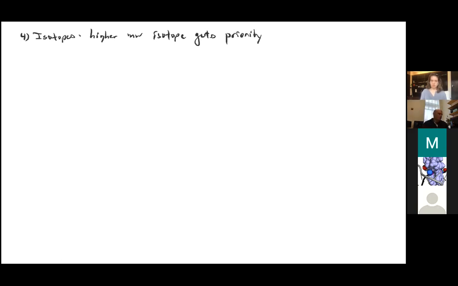Okay, so in the case where you have 2 isotopes of the same element attached to a carbon, the higher molecular weight one gets priority. So, for example, if I had this molecule here where I have deuterium, which is an isotope of hydrogen, we prioritize using rule number 1. So fluorine is 1, alcohol is 2, and then between the D and the H, the D wins because it's higher molecular weight. So 3 and 4.